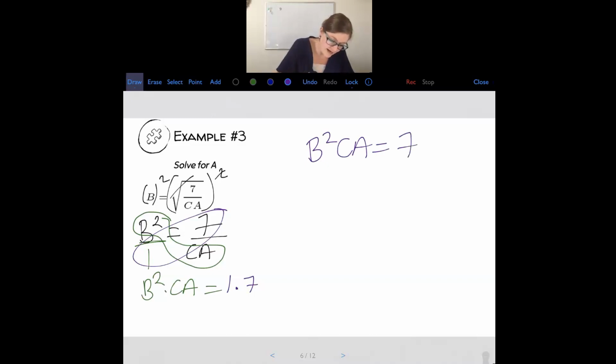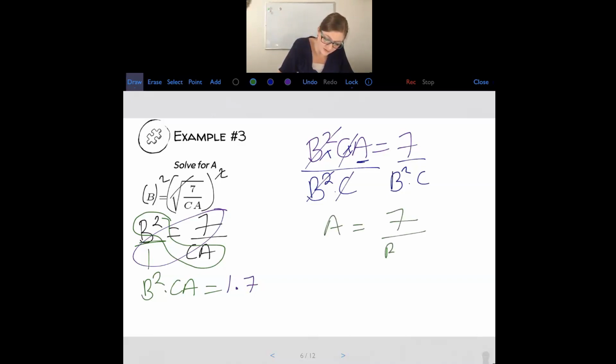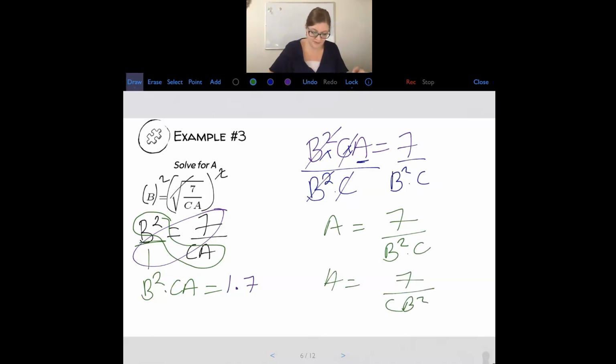And we're solving for a. So the things that are in our way, remember that this is all multiplication here. So you can divide by b squared times c, because that would allow us to cancel b squared and c. Okay. So my final answer here then is a is equal to 7 over b squared times c, or if you prefer, 7 over c b squared. Okay, those are the same.